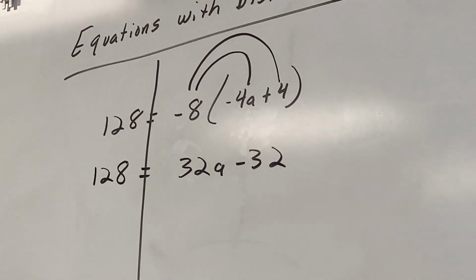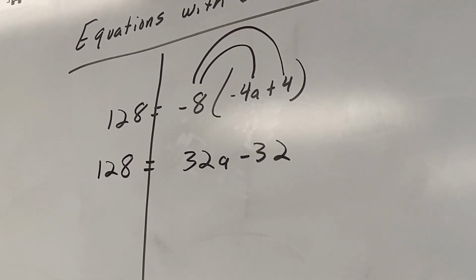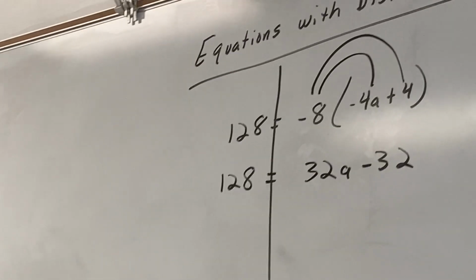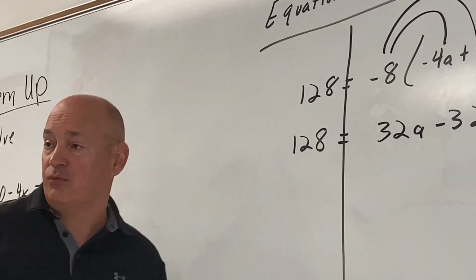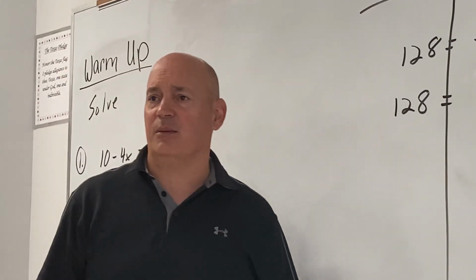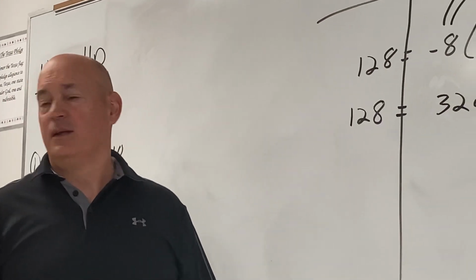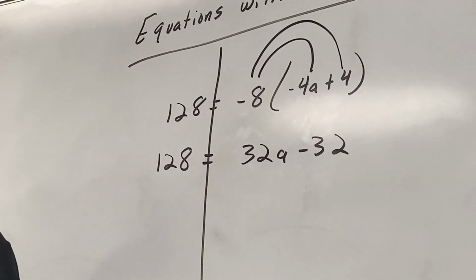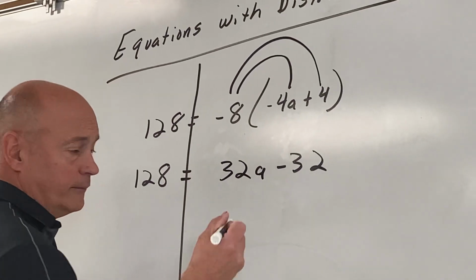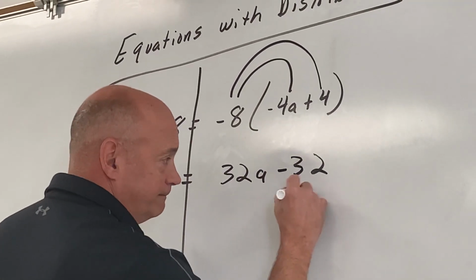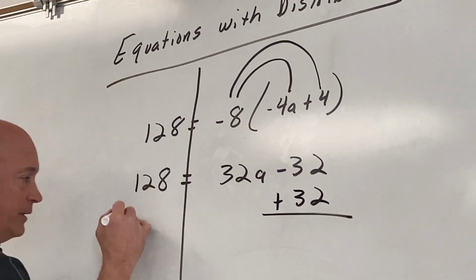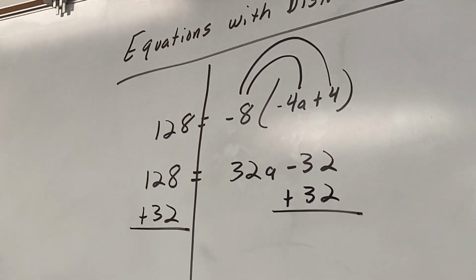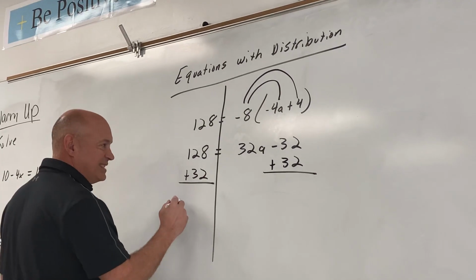Now, this problem looks just like the ones we did yesterday. Are you with me? It is now a two-step equation. What would you get rid of first? Eddie Jones, I don't need your comments. Yes, ma'am. How would you get rid of the negative 32? Add it. That's what I would do. Add 32 over here. We're going to get a bigger number. What's 128 plus 32? 160.